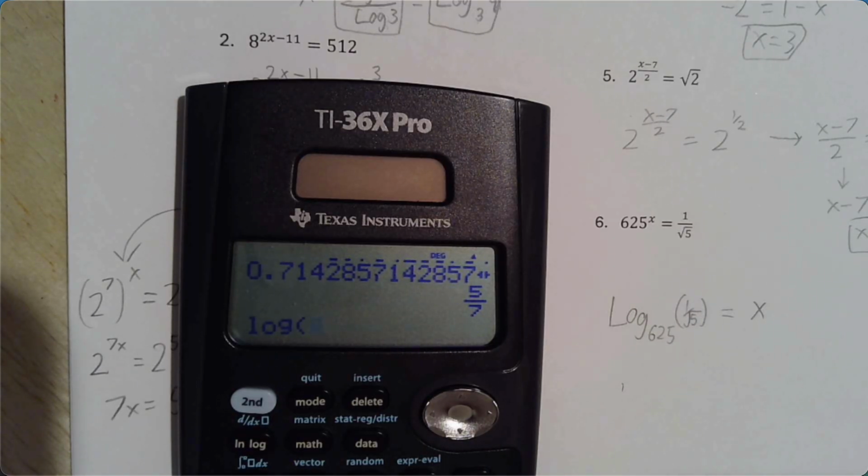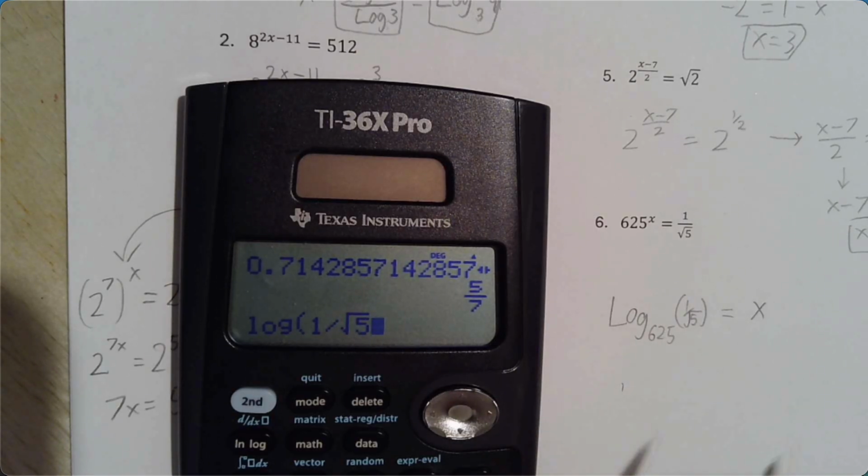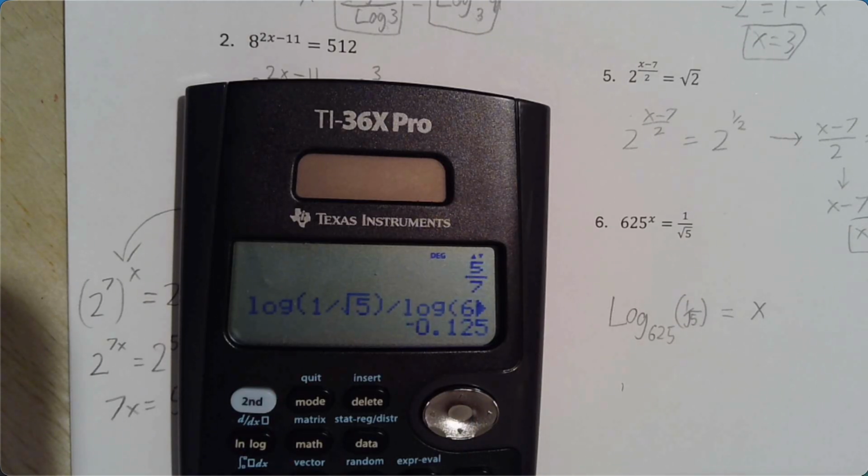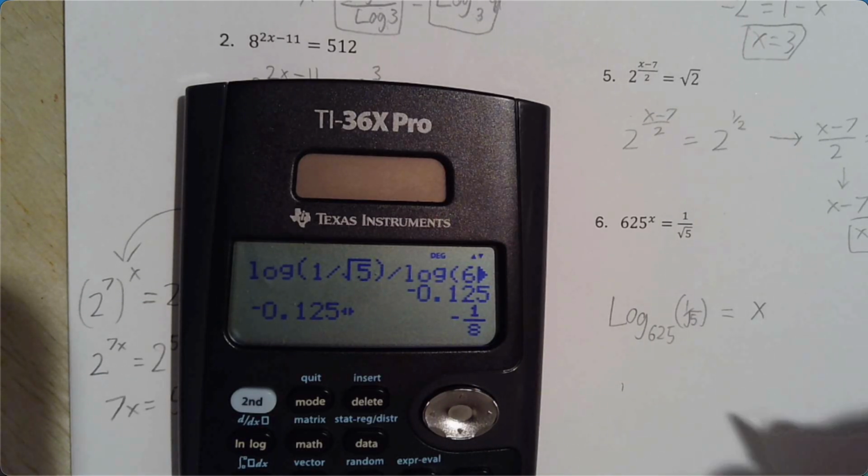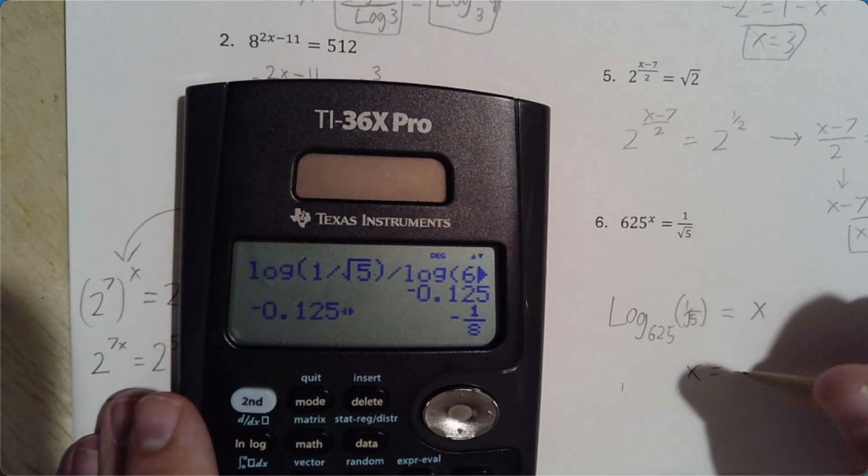But this will be first, it's the top one. So 1 divided by, where's my square root symbol? 1 divided by square root 5, and that's all divided by the log of 625, and I get negative 0.125. If I find my math fraction button, that's negative 1/8. Here we go.